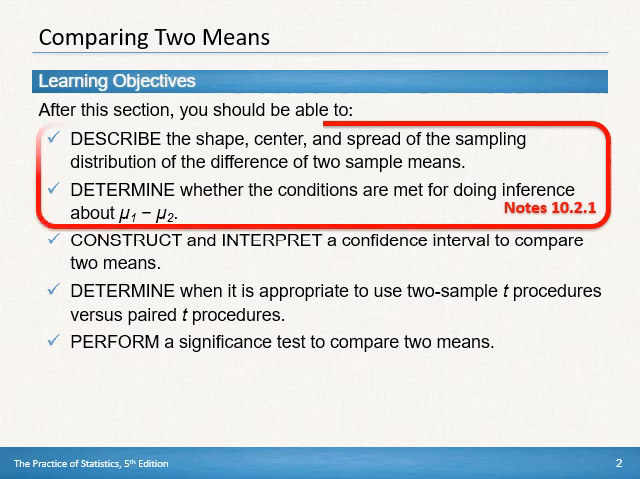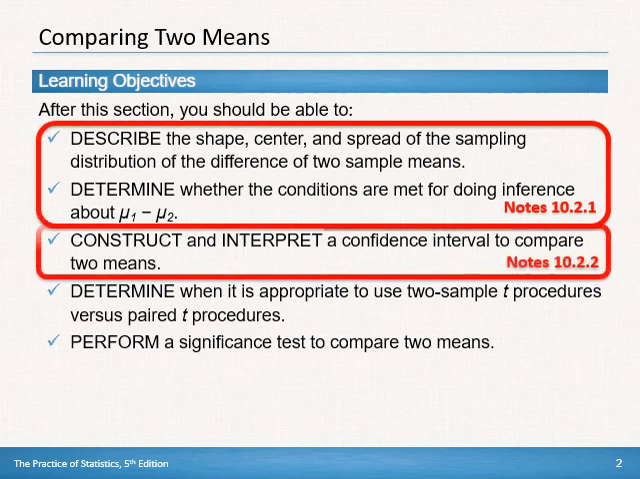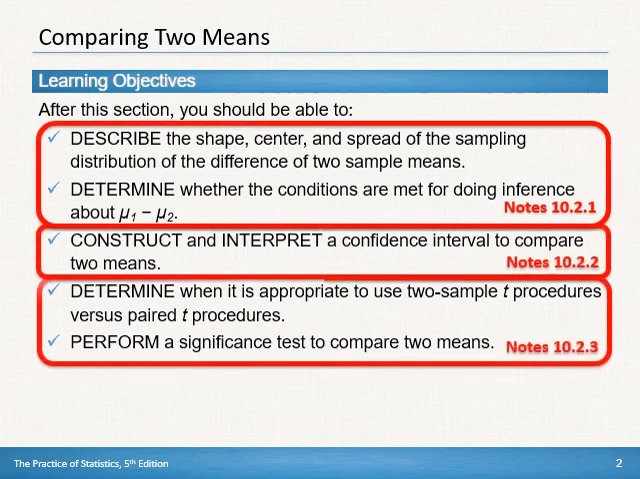So we're breaking this section up into three sets of notes. Today we're going to go through an example, so a simulation, and then we'll talk about what the shape, center, and spreads are for the sampling distribution of the difference in two sample means. And then we'll start looking at some conditions.